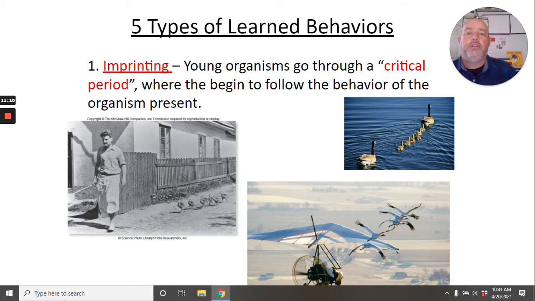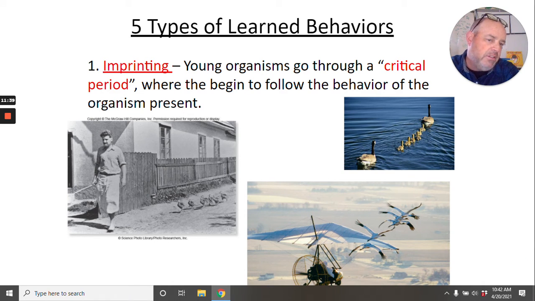All right, moving on to learned types of behaviors. There are 5 learned behaviors. Number 1 is imprinting. So the young organisms go through a critical period. So really soon after they're born, they imprint on whatever is in front of them, usually their mom or their dad or both, their parents. And so they kind of do what they do, and they start following the behavior of that organism.